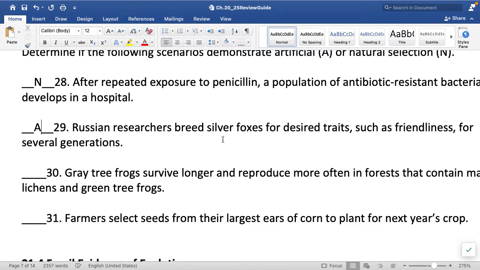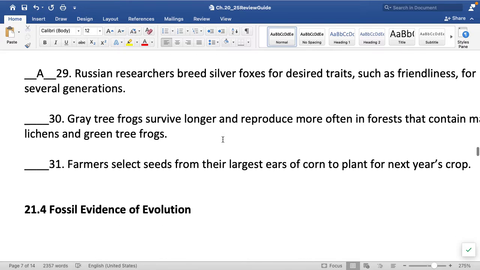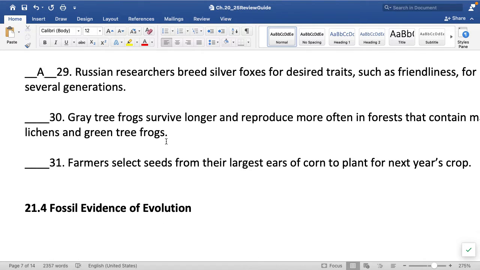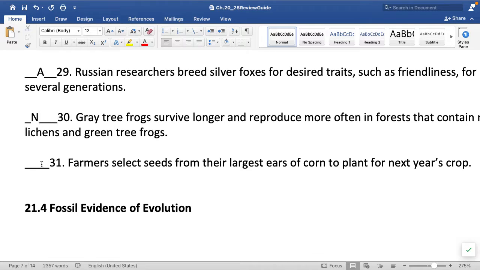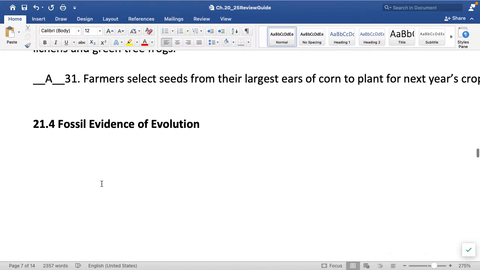Russian researchers breed silver foxes for desired traits such as friendliness. Artificial. Okay, gray tree frogs. Natural. And then farmers selecting seeds, that's artificial.